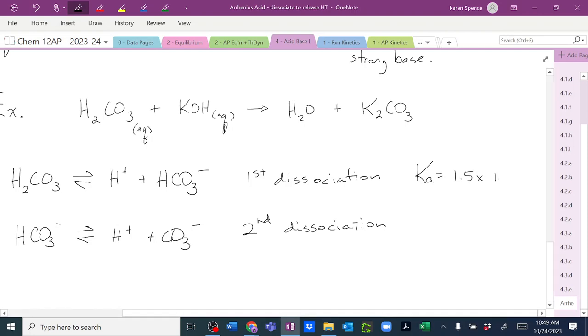1.5 times 10 to the -2. That sounds really large. 4.3 times 10 to the -7. Okay, good. 4.3 times 10 to the -7. So is that a big K value or a small K value? That's pretty small. So that's what tells you that H2CO3 is mostly together. Yes?